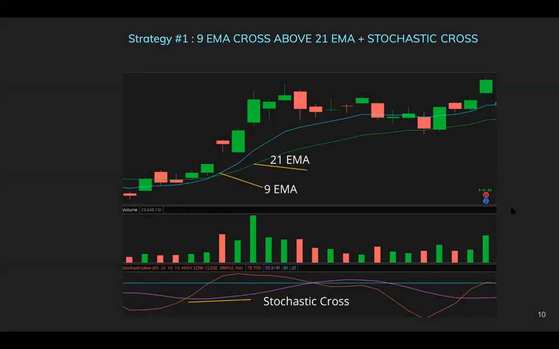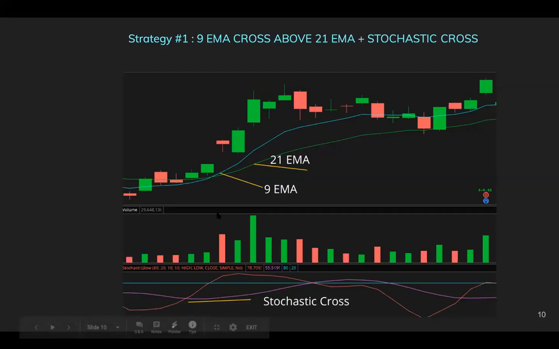Strategy number 1: EMA crossovers plus the stochastic crossovers. I'm going to go over what stochastics are on my next slide, but with the stochastics, this is what it looks like on the bottom. Red line and purple line. Can anyone tell me what the stochastics actually allows you to measure? Momentum. The stochastics oscillator is a measure of momentum.